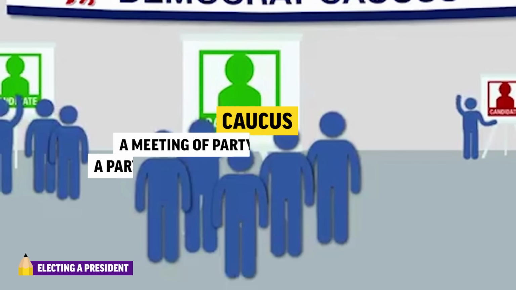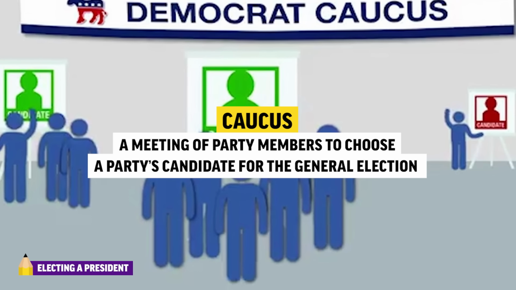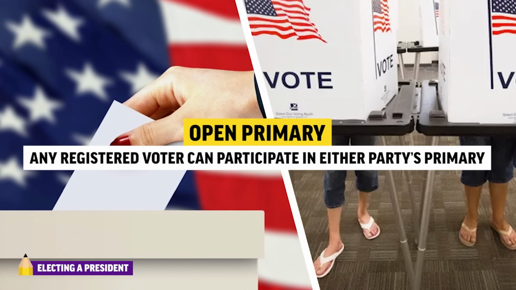Some states have a caucus instead of a primary, which is a meeting of party members where people get together and talk about the candidates and then vote in front of each other. But the purpose of caucuses is the same as primaries. Most states have primary elections, though there's variation here too.